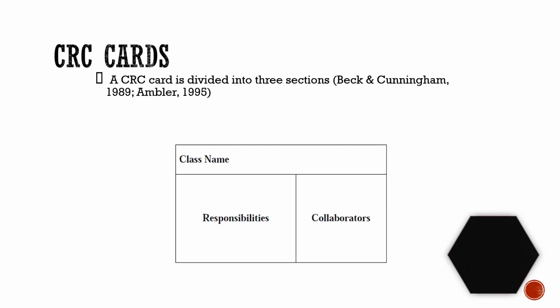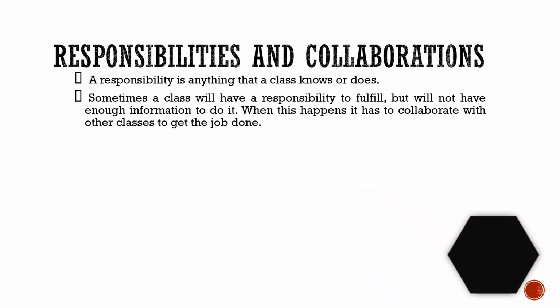So as we have seen in modeling, there is a modeling technique that we call CRC, that is class responsibility collaboration cards. Class responsibility cards are divided into three parts, basically: class name, its responsibility, and its collaboration. We will see what responsibilities are and what collaborators are. Responsibility is anything that a class knows or does. Something a class will have responsibility to fulfill but will not have enough information to do. When that happens, it has to collaborate with other classes.